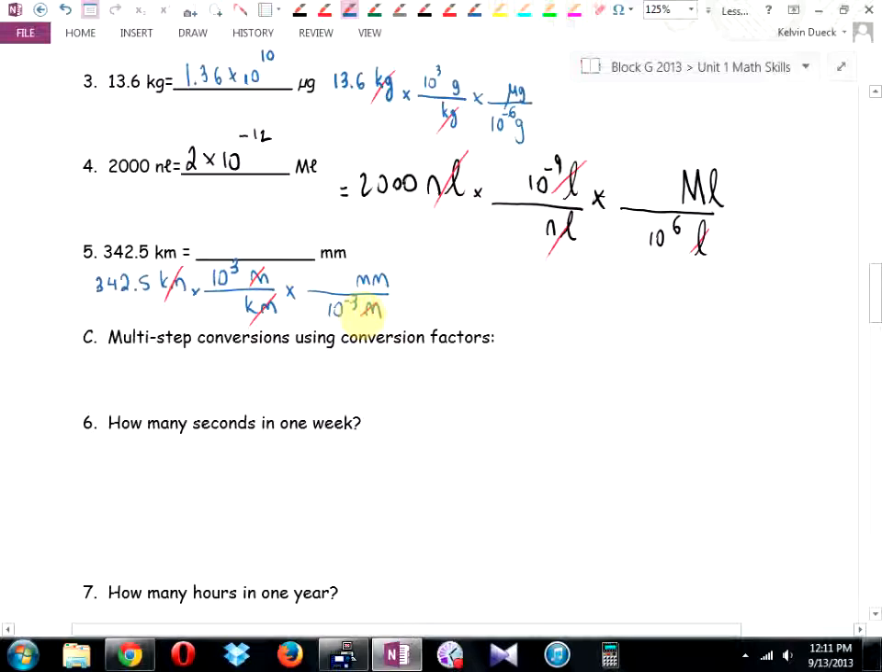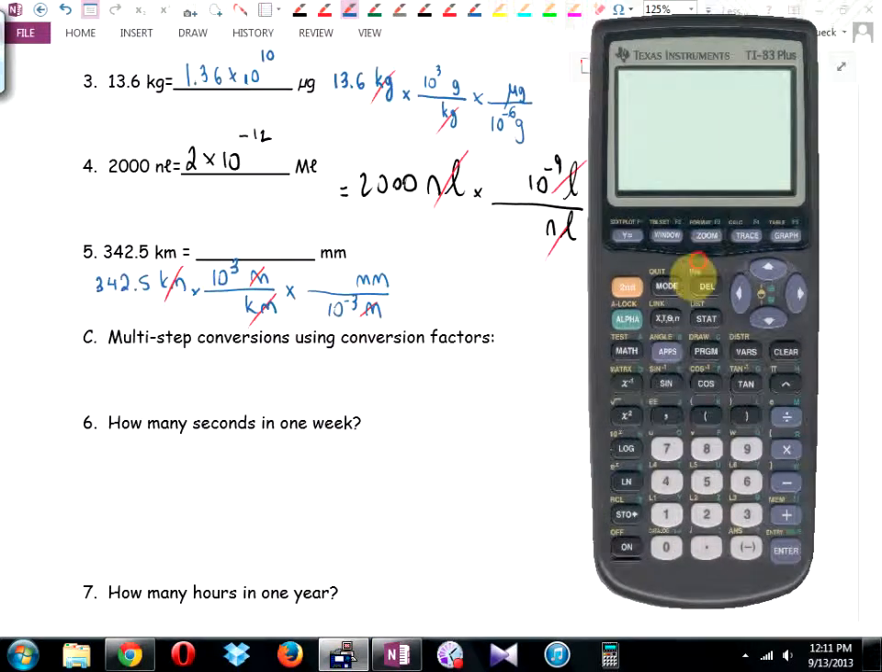Again, no scientific notation buttons here. I'm actually going to type a times, a 10, and a to the power of, which is different from rewriting numbers in scientific notation. And I know it's a little bit confusing to keep straight. 342.5 times 10 to the power 3 divided by 10 to the power -3. You get 5 zeros? Yep.